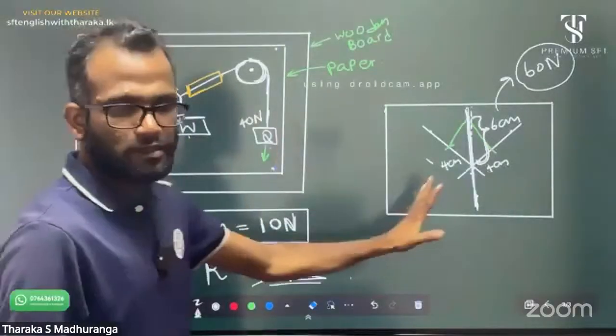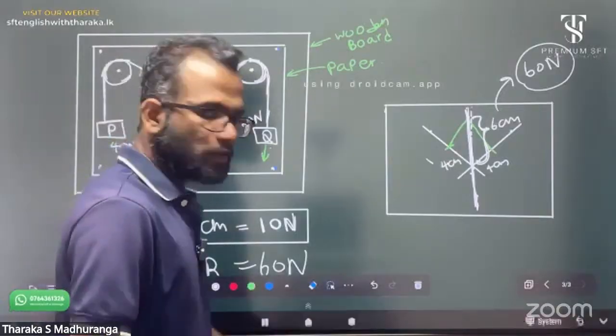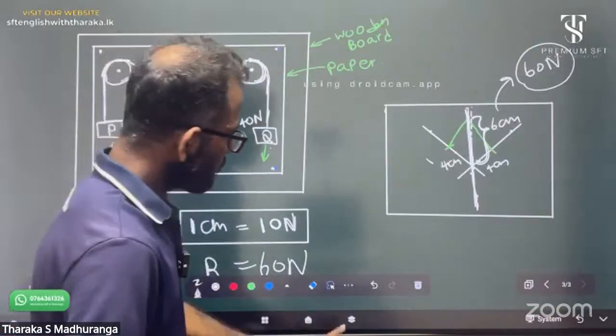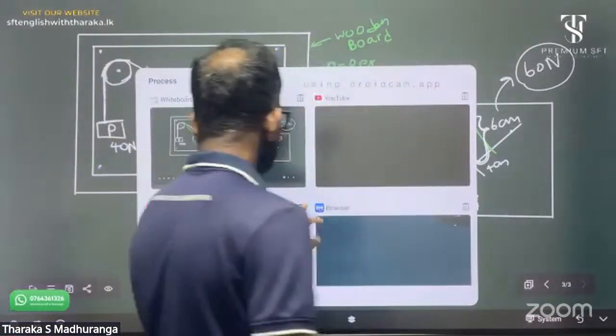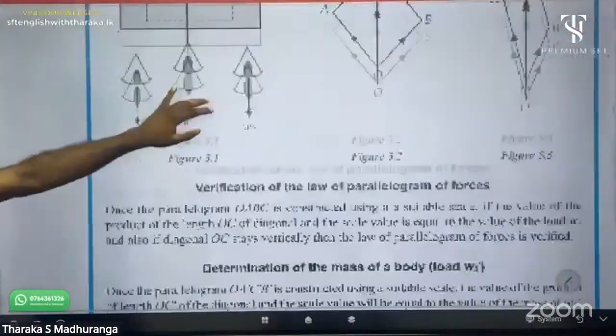Okay, this is the complete parallelogram theorem practical. Let's move on now. We got 35 minutes for that. Let's go to the next practical.